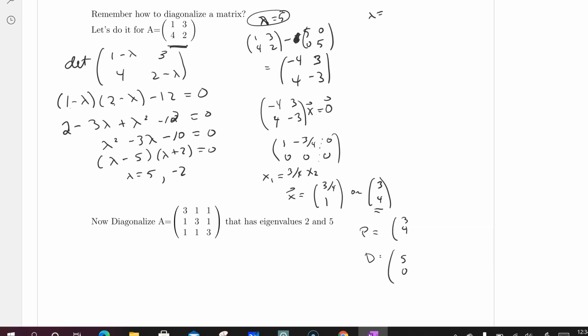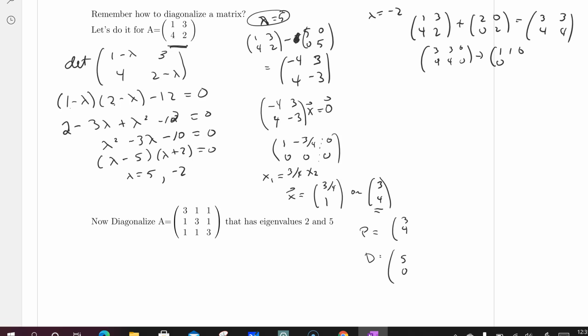Now I'm going to do the same thing for negative 2. I'm going to have my A, and I'm going to be subtracting off a negative 2, so it's going to be a positive 2. So this gives me the matrix 3, 3, 4, 4. All right, so I'm going to augment that with zeros and row reduce it. It's not too hard to see that I get 1, 1, 0, 0, 0, 0.